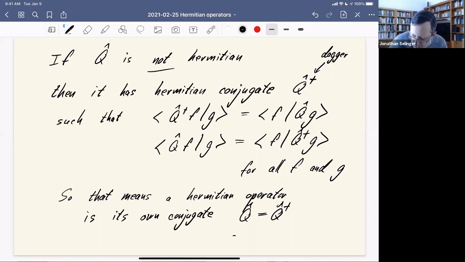One word that you might sometimes see for that is self-adjoint. Adjoint is another word for Hermitian conjugate. And so if an operator is its own Hermitian conjugate, then it is self-adjoint.